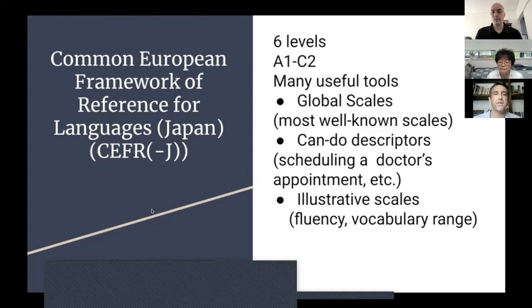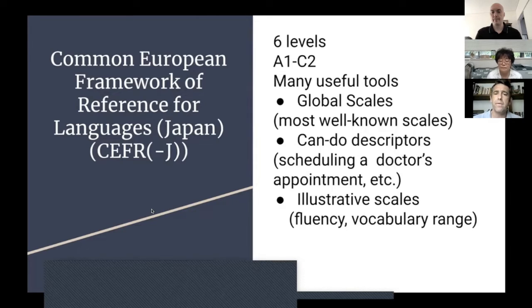There are the can-do descriptors, and the can-do descriptors are actually self-assessment tools for students. They are also what the CEFRJ are based on. The CEFRJ was basically the can-do descriptors were given to Japanese students to see how Japanese students rated those and leveled those. And so the first part of the CEFRJ was actually based on these can-do descriptors. And that's just tasks like going to a doctor's office or scheduling an appointment.